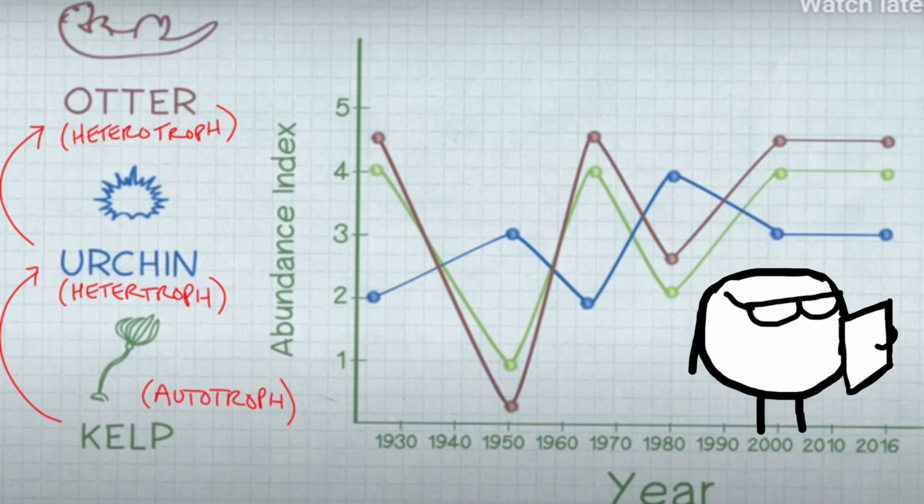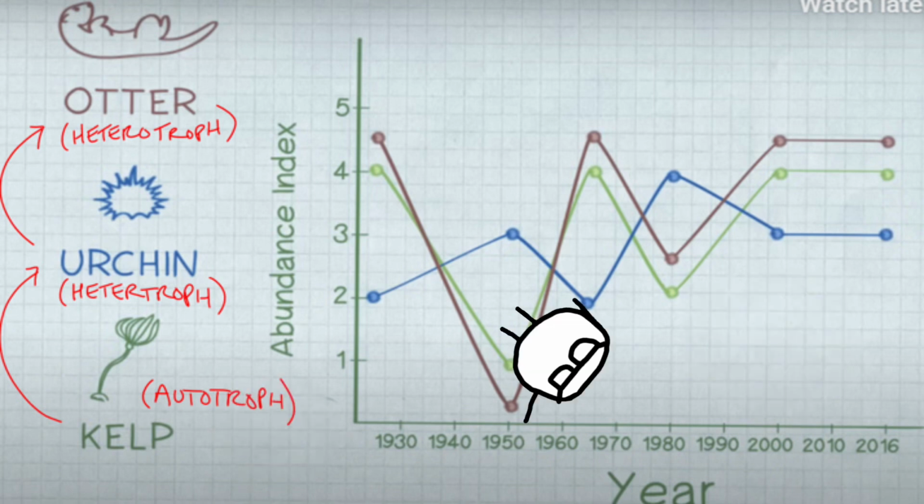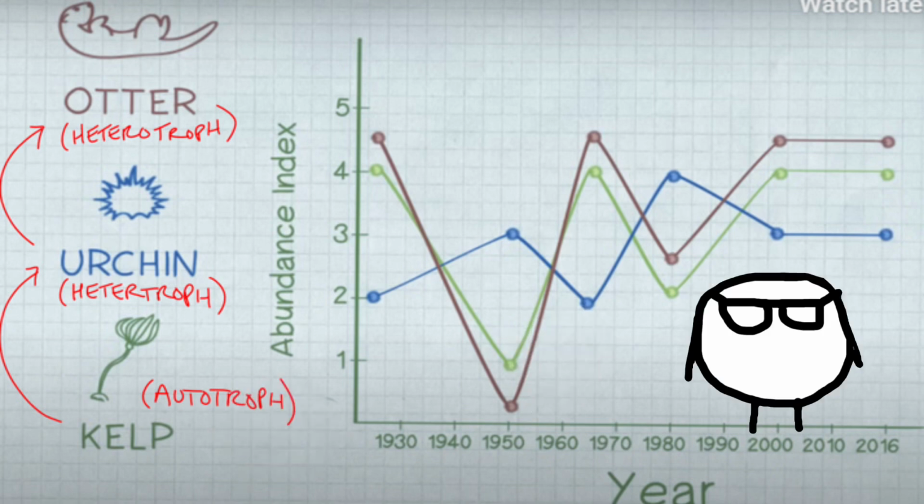A limiting factor is a variable that constrains a population size or slows or stops its growth, and can be abiotic, like non-living, like water or soil or wind, or biotic, like living, such as diseases, density of food, or competition. In this graph, we see that from 1930 to 1950, a 20-year span, the otter population declined.